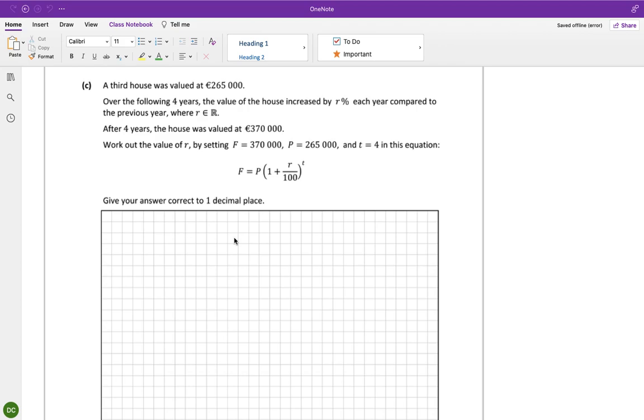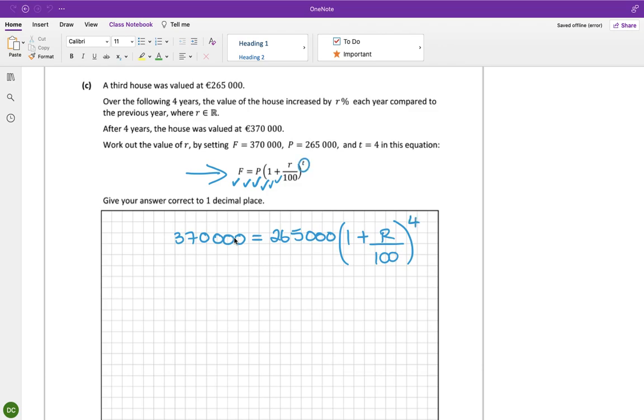Okay, so this is just a sub in and kind of rearrange, which we did a good bit of in class. So in place of F, I'm putting in 370,000 equals. So I'm just going to copy the formula but replace the letters with numbers. So P is 265,000. So I've done this, this, and this. Next is the bracket and the 1 and the plus. Copying everything. Or we don't know, so just leave that. And then the little T is a 4.